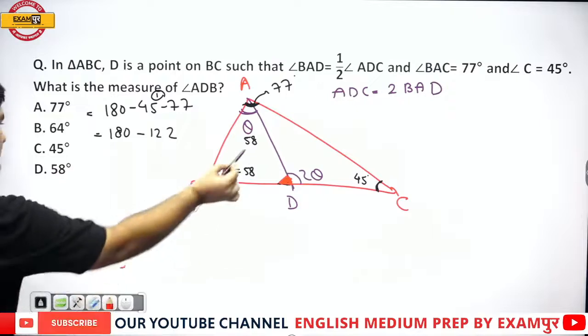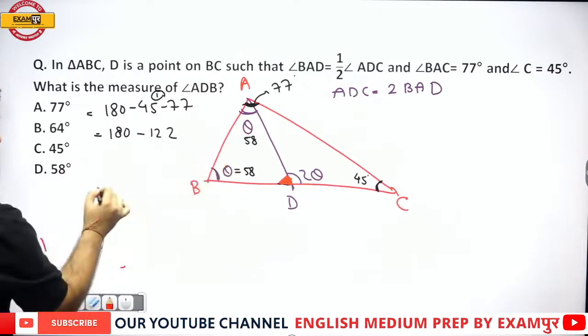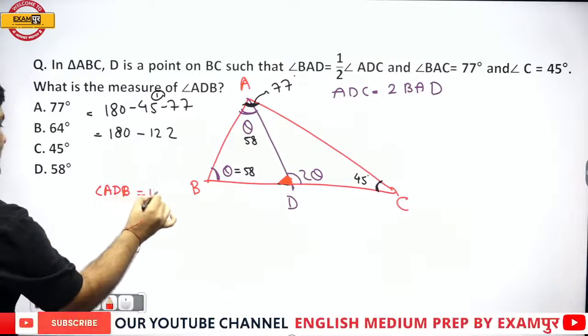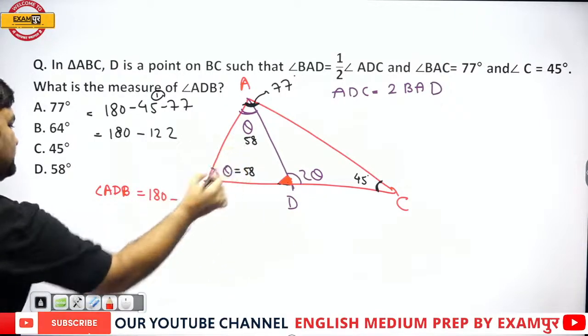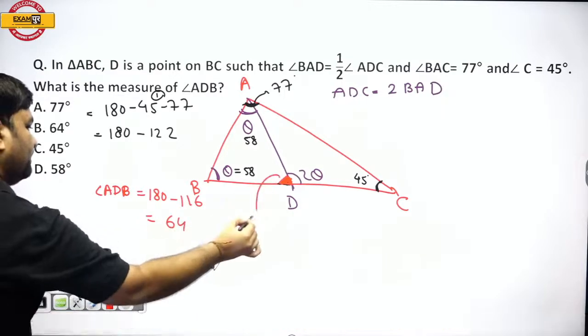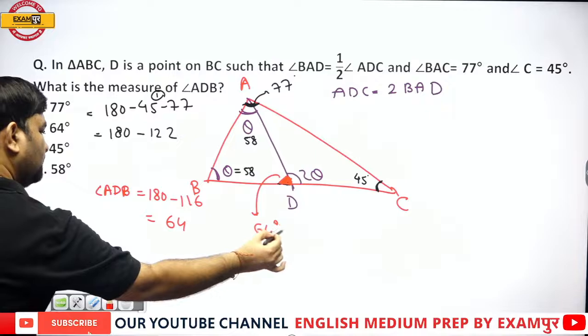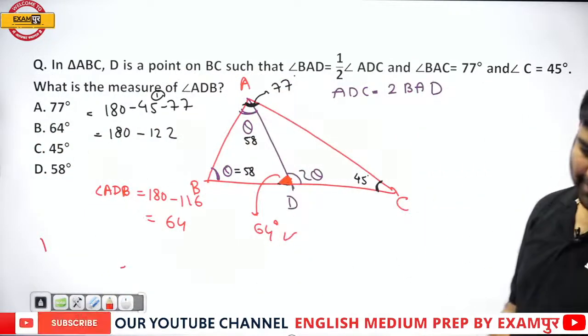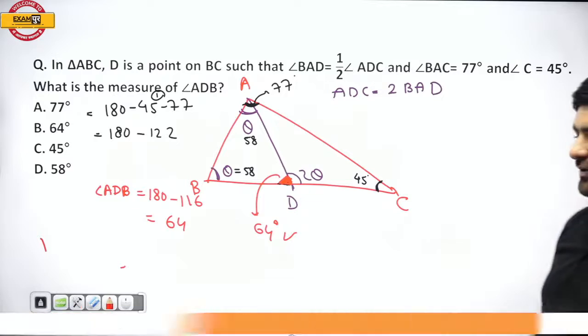It's absolutely correct. Angle ADB is 180 minus 116, which is 64. Perfect.